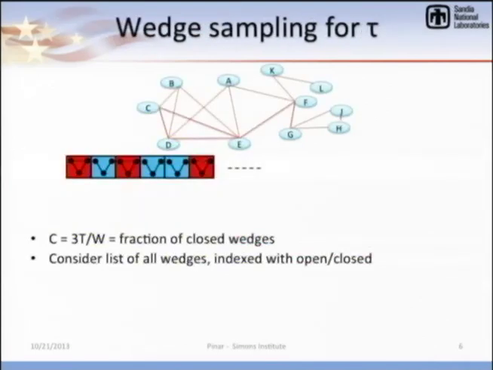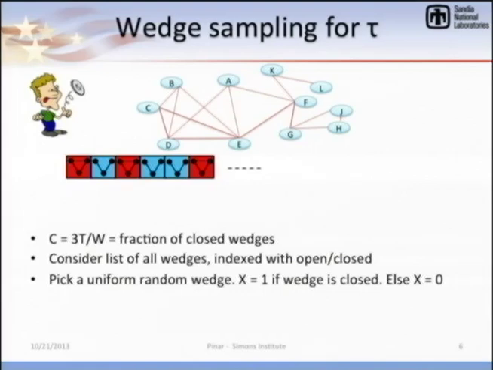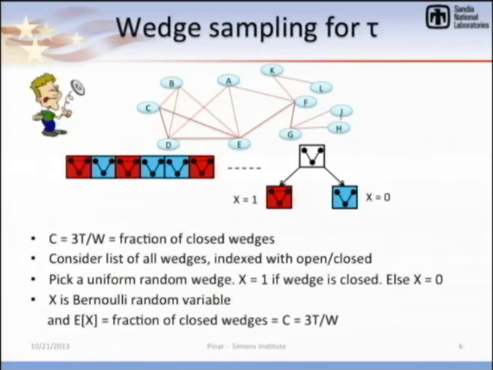So I have this index now for all the wedges in the graph, and some are marked as closed, some are marked as open. And let's define an experiment now. I flip a coin. I'll choose one of these wedges, and I get 1 if it's closed, and I get 0 if it's not. So this is a random variable, and its expectation of X is exactly the transitivity, how often these wedges are closed.